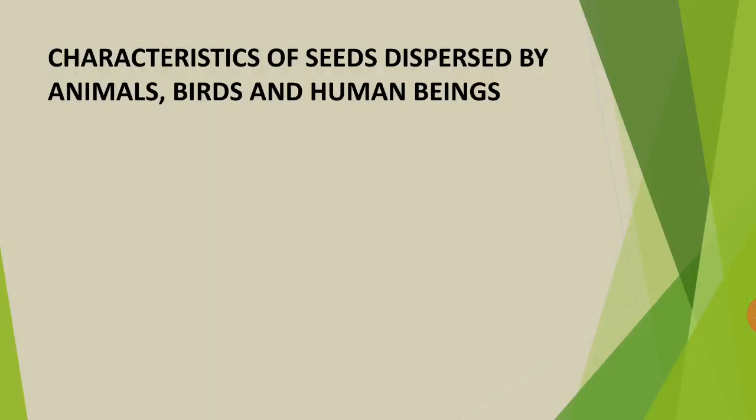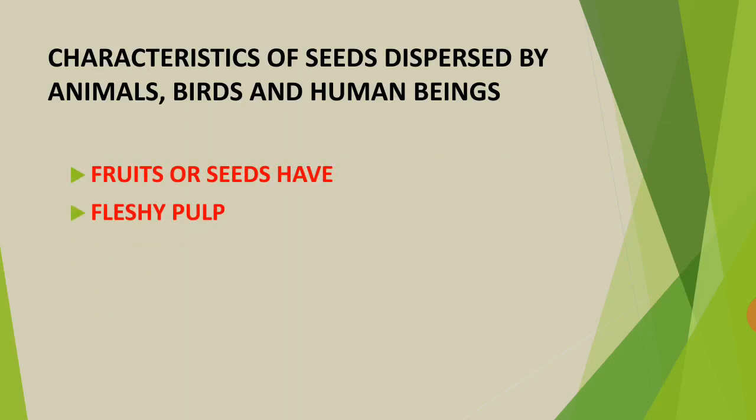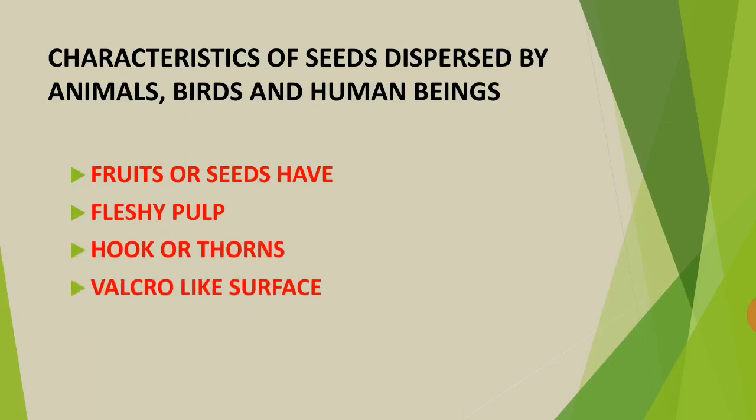Characteristics of seeds dispersed by animals, birds and human beings. Fruits or seeds which are dispersed by these agents have fleshy pulp just like mango or guava, hooks or thorns just like needle grass or burr, or a velcro-like sticky surface. Because of these three characteristics, the seeds are dispersed by animals, birds and human beings.